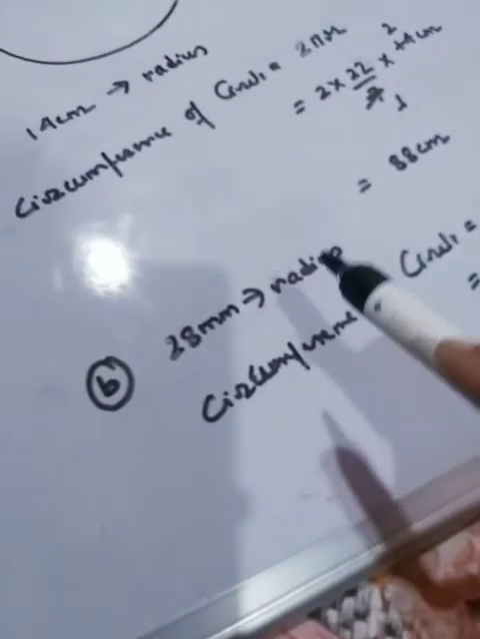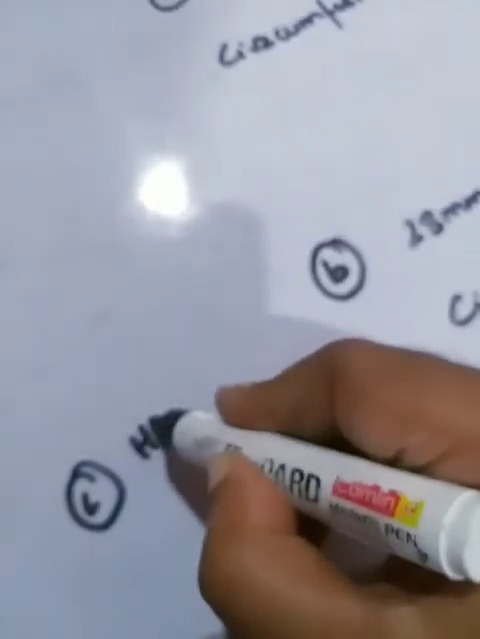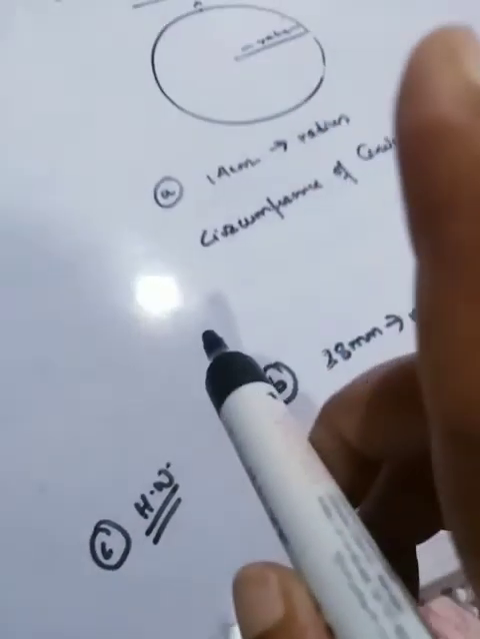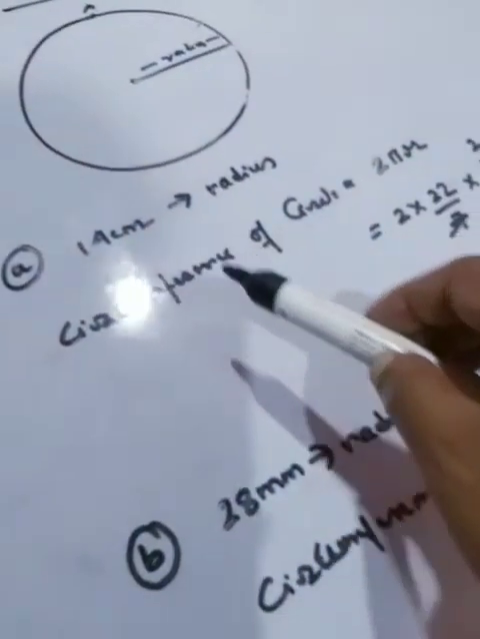So this is the solution of sum number B, and the previous one was the solution of sum number A, and sum number C, students, would be your homework. Only one sum I am giving. Sum number C would be your homework. Exactly this way you have to do it.